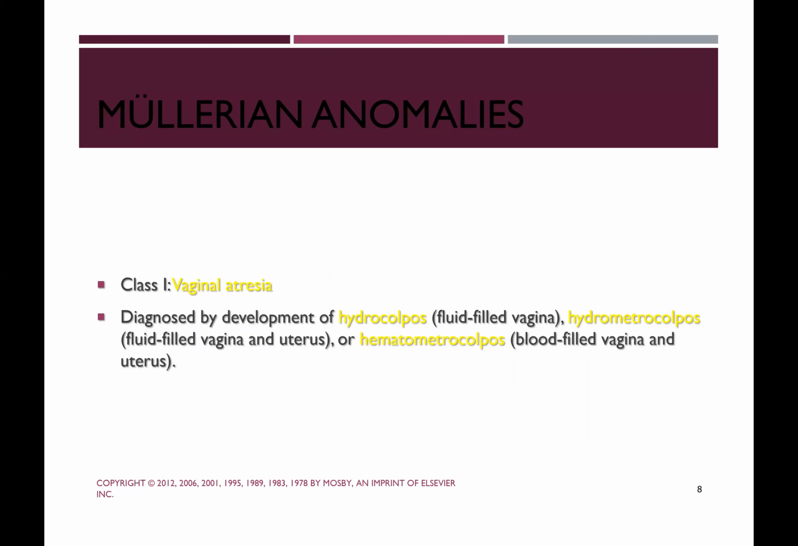So the vaginal atresia, that's class 1, and it's usually diagnosed by the development of hydrocolpos, hydrometrocolpos, or hematometrocolpos. The vagina fails to really develop as much as it could, so there's a development of fluid because it's not able to escape.